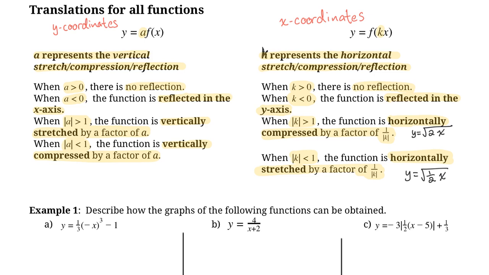So just to make a little note, when we have an a value and we're multiplying our function by an a value, we're going to multiply the y-coordinate by a. Or when we have a k that's inside of the function that affects our horizontal stretch or compression, we're actually going to multiply our x-coordinate by 1 over k. Or in other words, we're going to divide that x-coordinate by k.